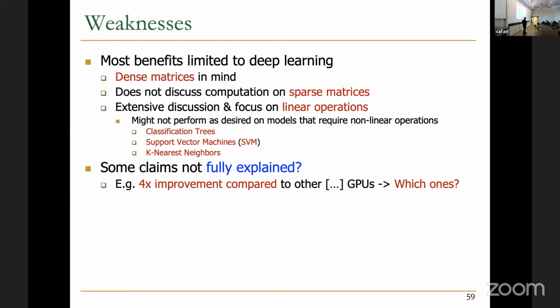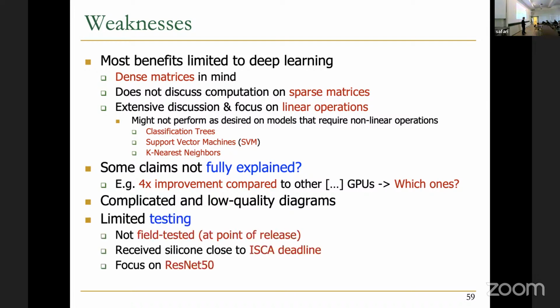Also, some claims are not fully explained. Like somewhere they claim that there is a 4 times improvement compared to other GPUs, but they never really say which GPUs. They give you a source and you have to go there, and there is a website that has thousands of benchmarks and you have to dig through it. It would have been nice to get a concrete example here. Also, some diagrams in the paper are fairly complicated and low quality. It would have been nice if they were a bit more involved and accessible.